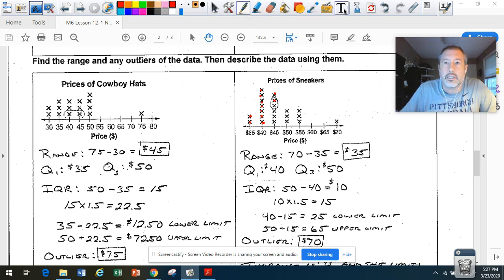So let's take a look here. So we'll go down 6. 1, 2, 3, 4, 5, 6. So right there, there's our 6th one. Here is our Q1. That is $40 right there.